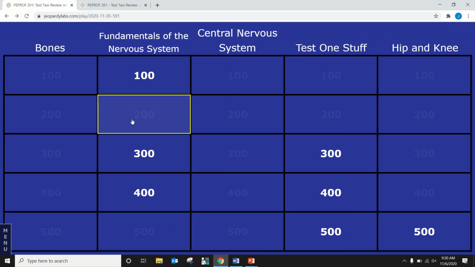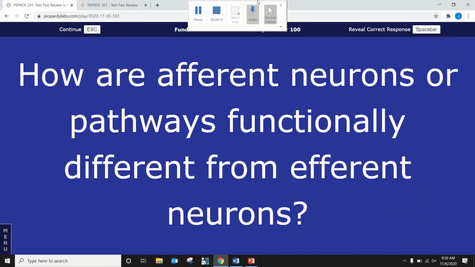Connor? How are afferent neurons or pathways functionally different from efferent neurons? What types of information do they send is what I'm trying to ask here. Yeah, so motor output that's going to cause muscle contraction, and then sensory information that's going to relay information about our body and our environment back.